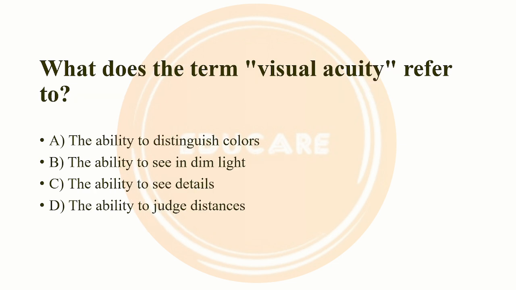Next, what does the term visual acuity refer to? Option: the ability to distinguish color, the ability to see in dim light, the ability to see details, the ability to judge distance. Answer of this question is option C, that is the ability to see details.